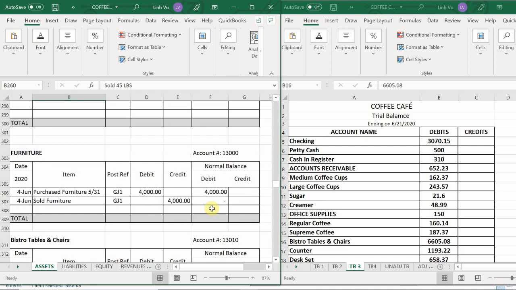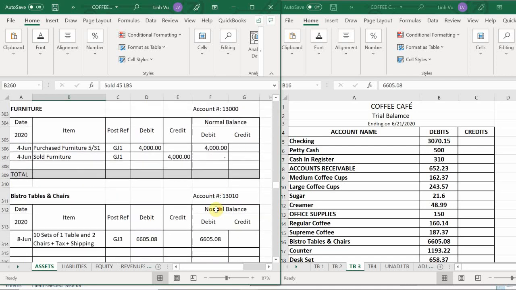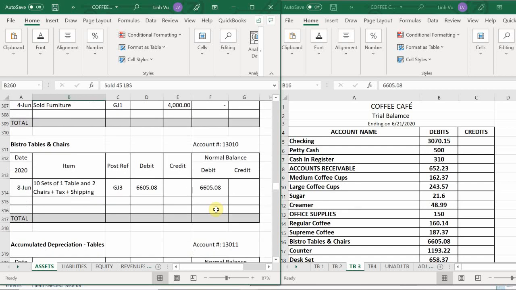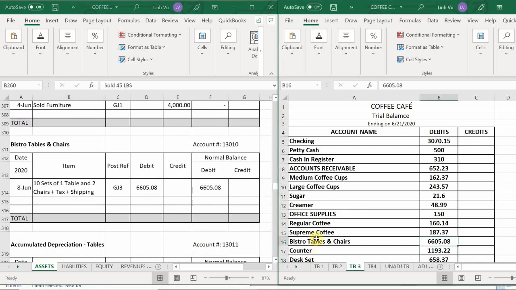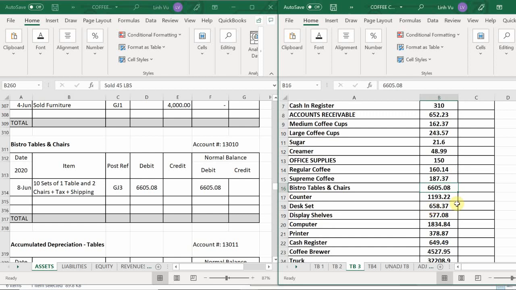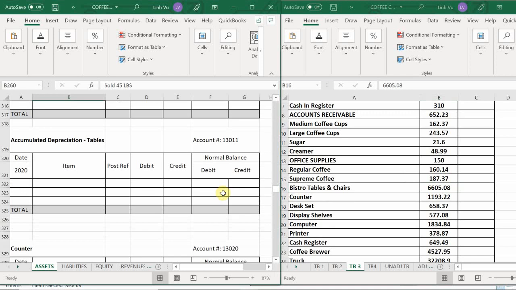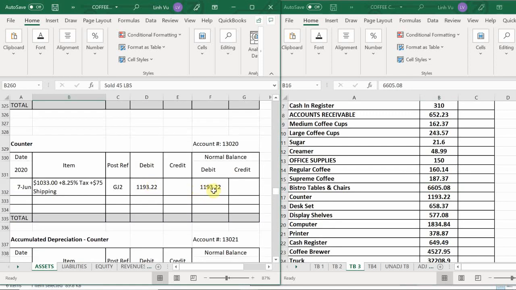Furniture, right? Nothing there. What about my bistro tables and chairs? That's the next one. Bistro tables. It's the same, right? The same. 665.08. All right, good. What about my counter? The counter is the same. It's the same, 1193.22. Okay.